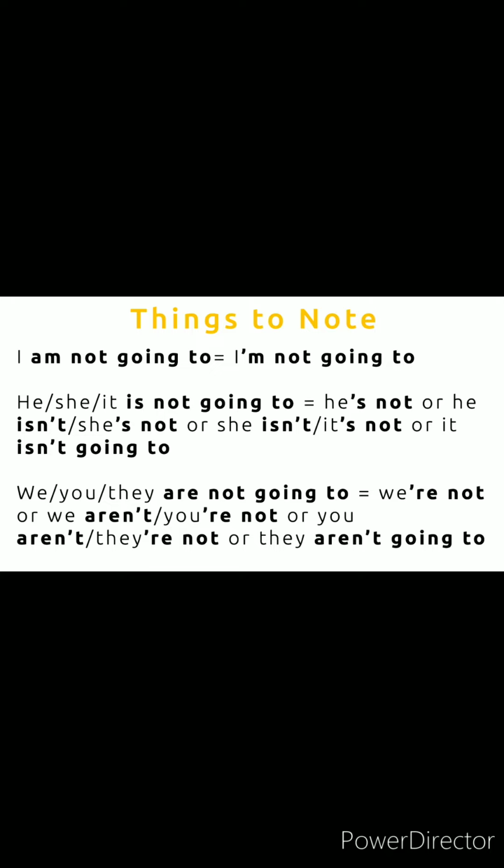And it's very similar with we, you, and they are not going to. We can contract we and are, or we can contract are and not when using we. For example, we're not going to, or we aren't going to. With you, we use you're not, or you aren't going to. And they're not, or they aren't going to.